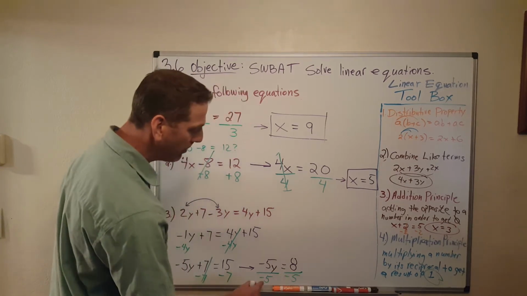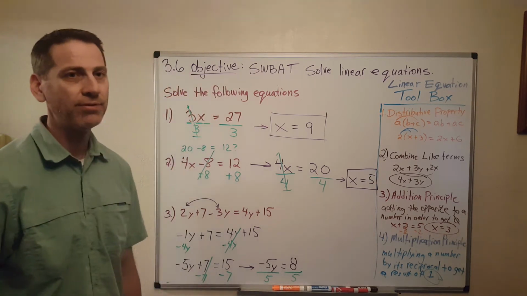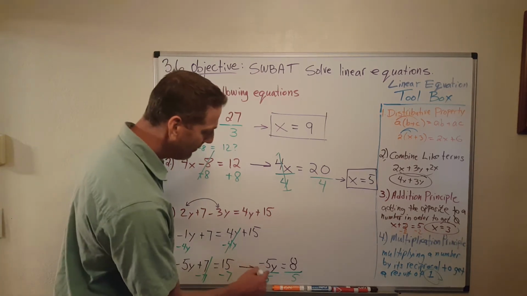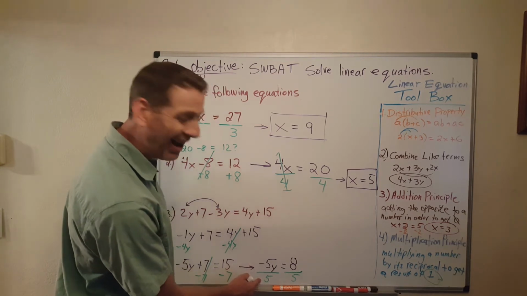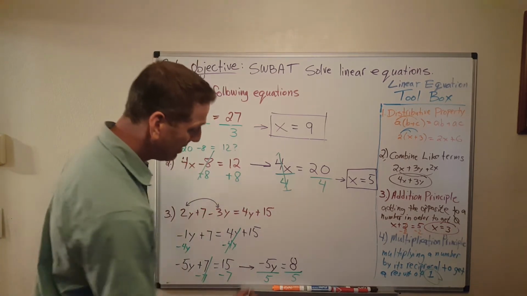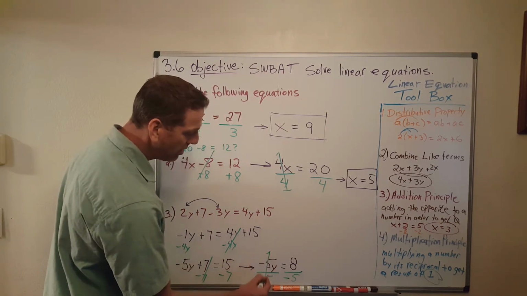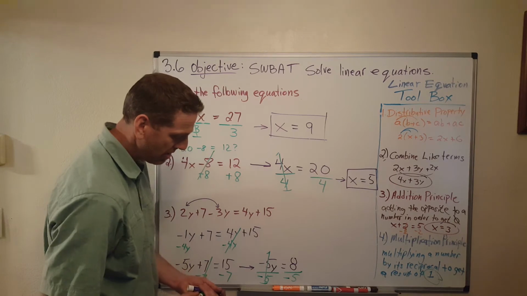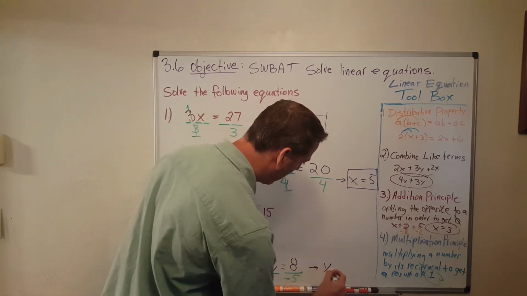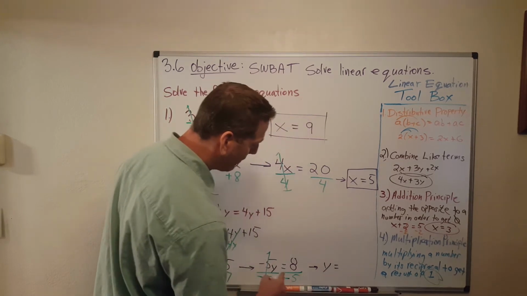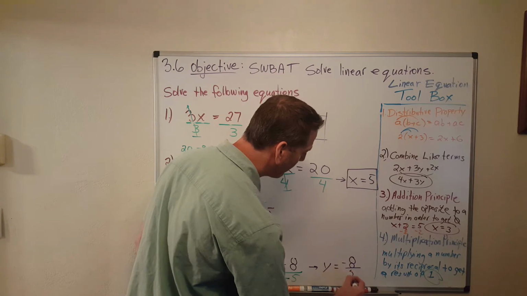A big mistake people make is they do this. They just divide by 5. No. If you do that, you're going to get a negative 5 divided by a positive 5 is a negative 1. I don't want negative 1y. I'm going to divide by negative 5. All right, that's going to give me 1. Leaving me with y equals 8 over negative 5 or negative 8 fifths.